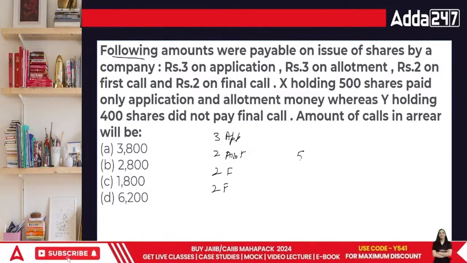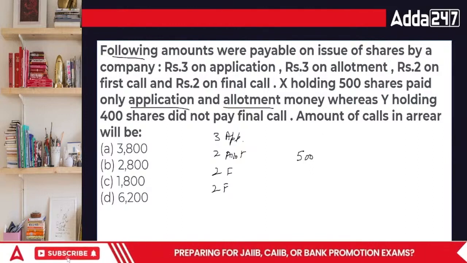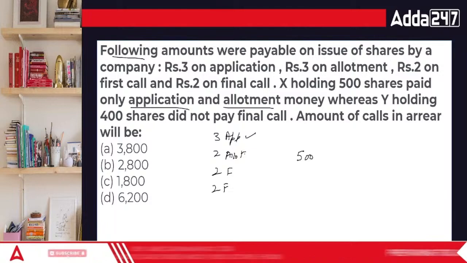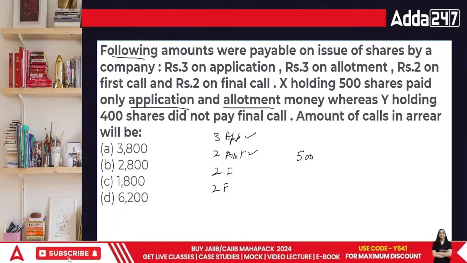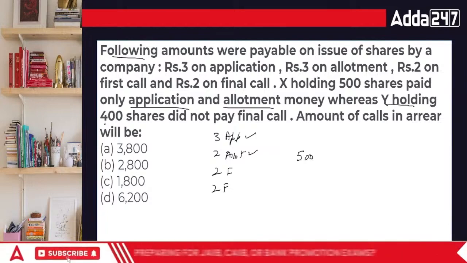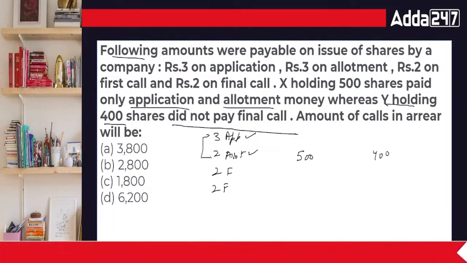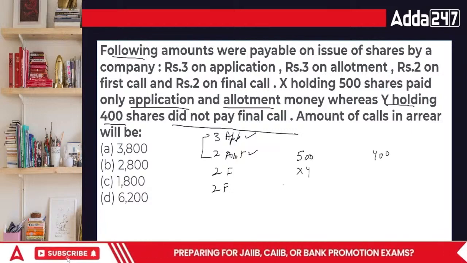X is holding 500 shares and paid only application and allotment money, meaning he paid the application money, then he paid the allotment money, and Y holding 400 shares did not pay the final call. We have done this question earlier, but let's discuss it again. X has paid these two, meaning 4 rupees are still left per share, right?